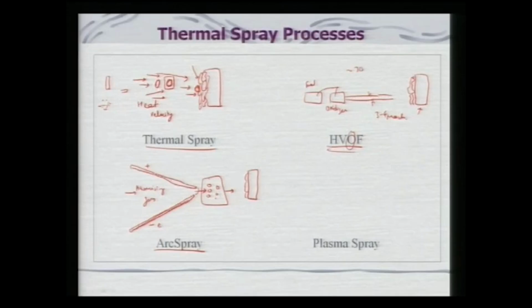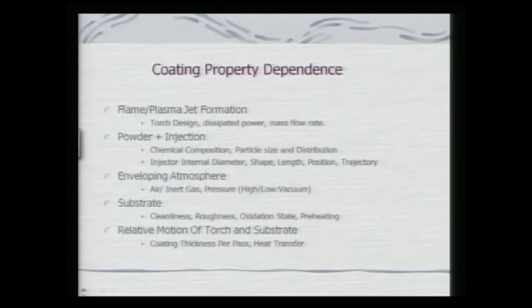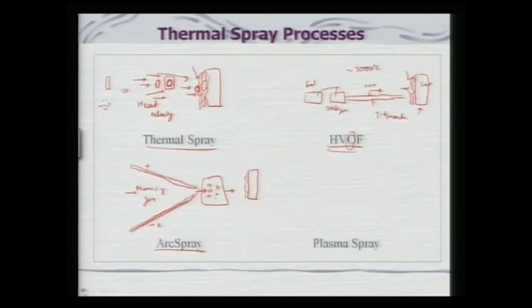So, the temperatures are approximately 3000 degrees centigrade or so, but it is mainly because of the high impact, or the high momentum, which is being carried by the molten particles, that results in the final coating. So, we see the substrate and we get the coating, which is very fine. It has minimal porosity because of the high deformation occurring in the material.